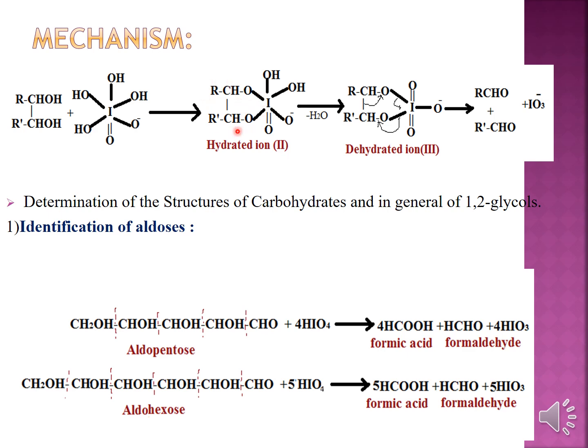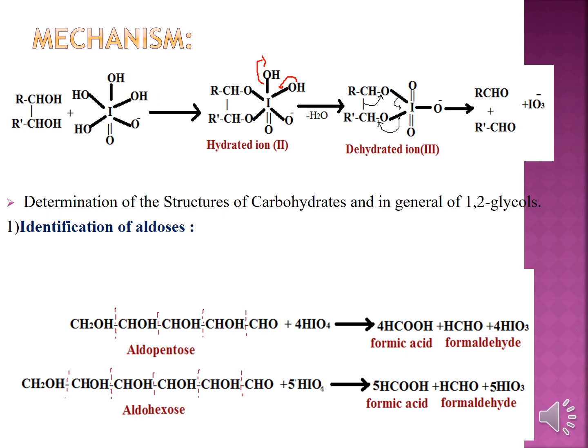Okay, so once you get the hydrated ion, what happens here, this OH bond is there, right? So this bond shifts over here, and then there is a cleavage of one water molecule from here. If you will see here, this bond will shift over here, and then this gets cleaved out. When this gets cleaved out, with the cleavage of one water molecule, you are getting the dehydrated ion formation.